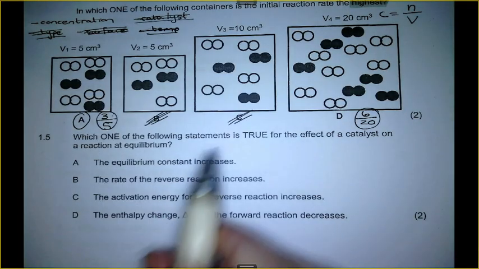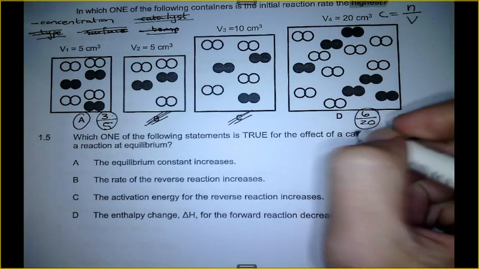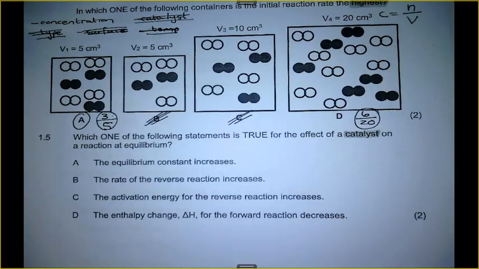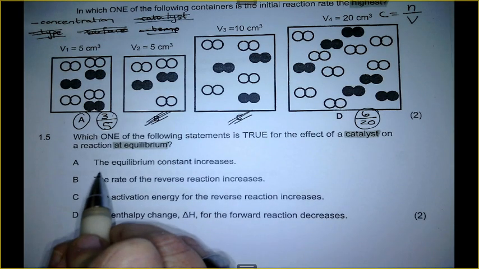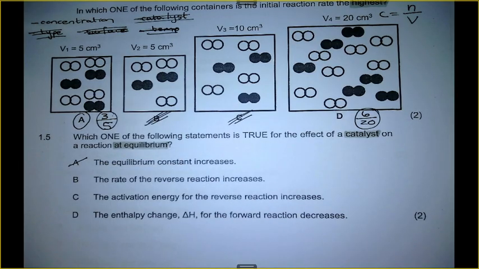Alright. Which one of the following statements is true? Mean question. For the effect of a catalyst for a reaction at equilibrium. Reaction has already happened. Equilibrium concentration increases. Negative. The only thing that influences the equilibrium constant is temperature. Catalyst is not temperature. The rate of the reverse reaction increases.